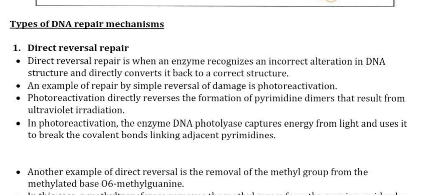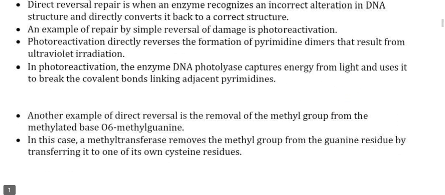Direct reversal repair is when an enzyme recognizes an incorrect alteration in DNA structure and directly inverts it back to a correct structure. An example of repair by simple reversal of damage is photoreactivation. Photoreactivation directly reverses the formation of pyrimidine dimers that result from ultraviolet irradiation. In photoreactivation, the enzyme DNA photolyase captures energy from light and uses it to break the covalent bonds linking adjacent pyrimidines.